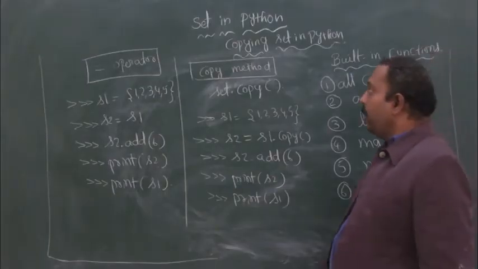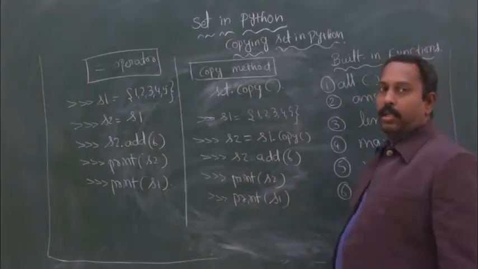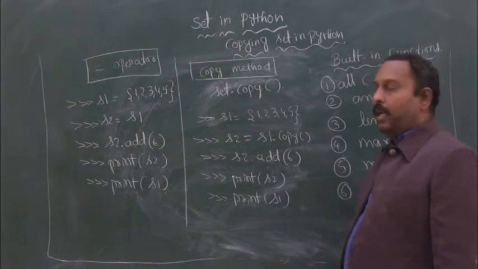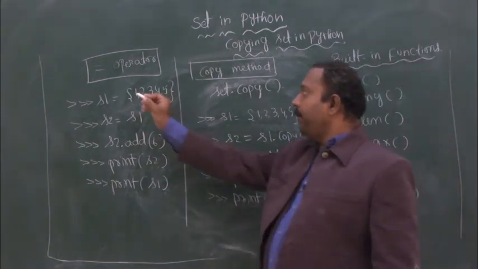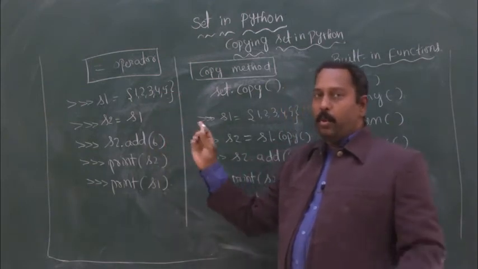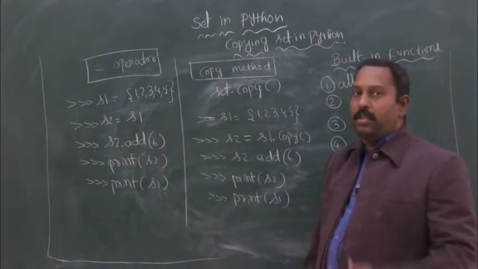Next one is copying a set in Python. How will copying be done in the set data structure in Python? Here there are two methods available. What is the difference between these two methods? We will see with examples.